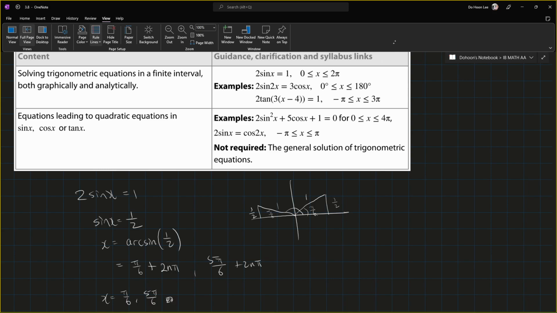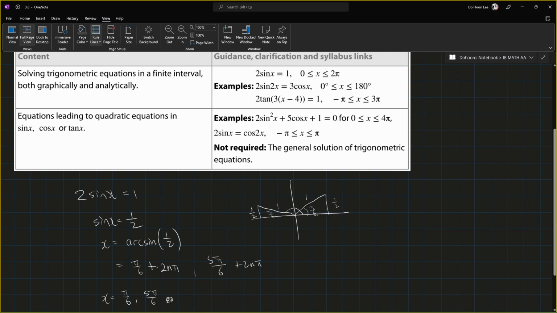Okay. So if the question gives me, okay, solve for x from 0 to 4 pi, for example, then I'll have to include pi over 6, 5 pi over 6, and then the next one will be about 13 pi over 6, and then 17 pi over 6, for example.